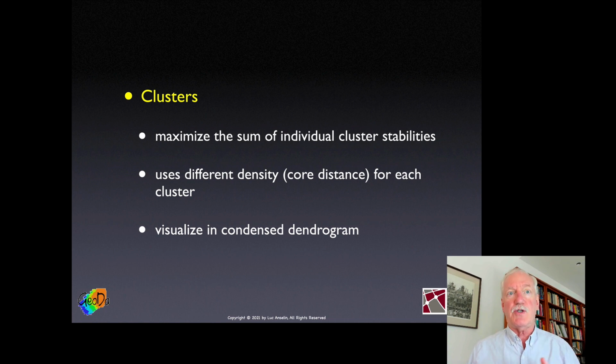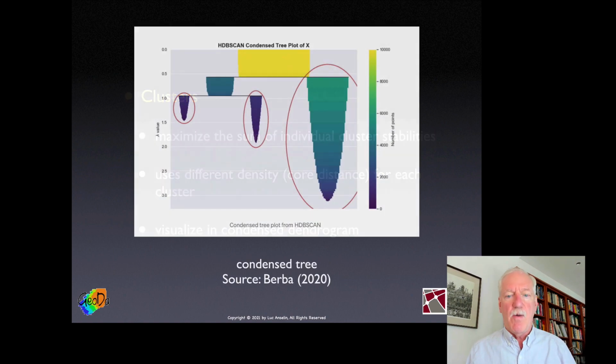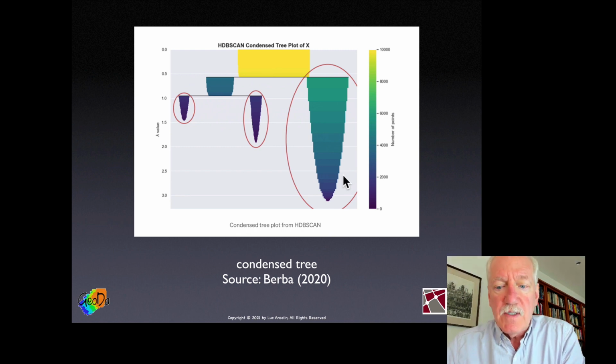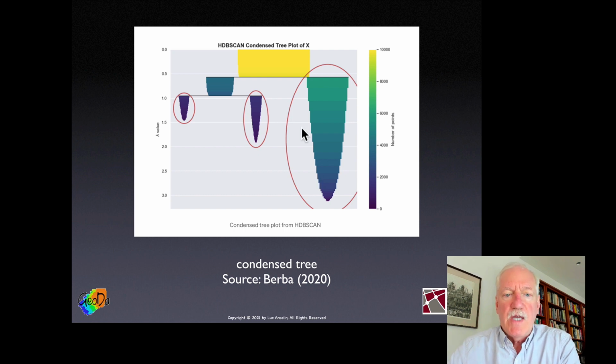And for each cluster, the cutoff point, the core distance or the density, is different. So no more one size fits all. Each cluster is maximized based on how much of the density is among the points in that cluster. And so then a condensed tree plot looks like this. We'll see it in an actual example in a few minutes.